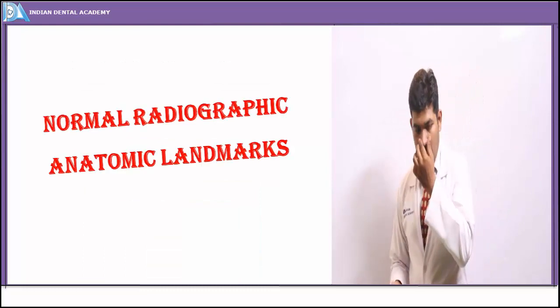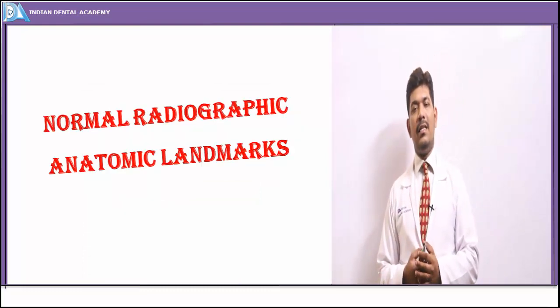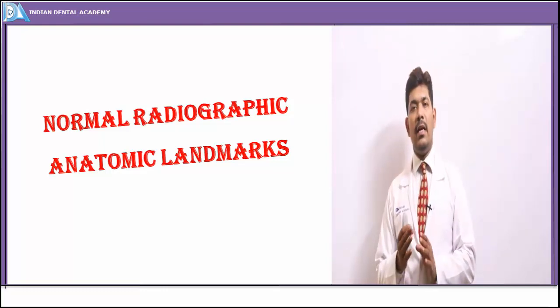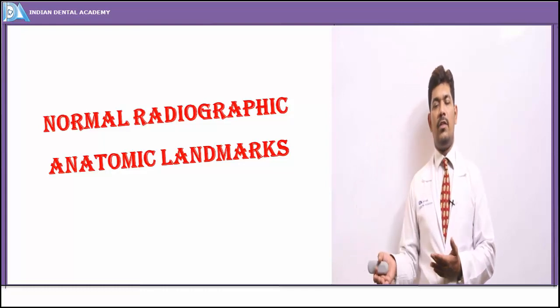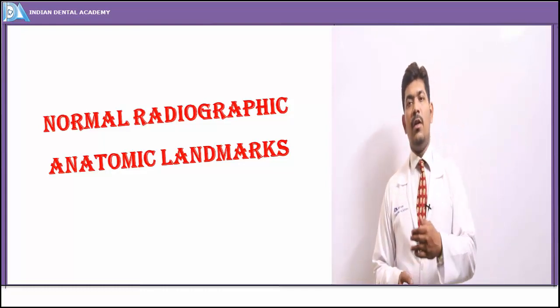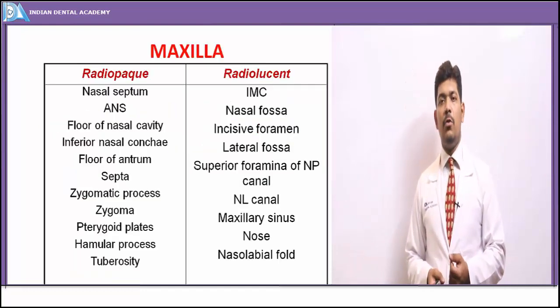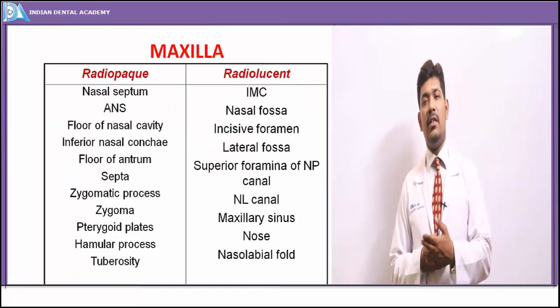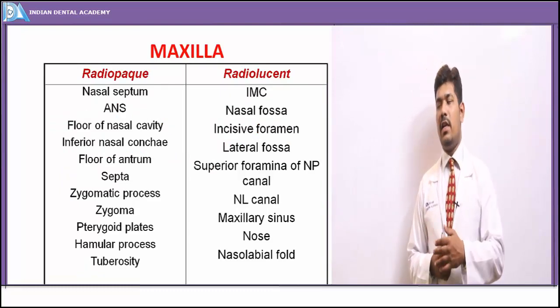So these being the normal radiographic techniques which we normally use in our dental setup. Now how to differentiate normal radiographic structures, be it the radio-opaque structures or the radiolucent structures, from the abnormal structures? That we can know only after having a thorough knowledge of the normal anatomical landmarks seen on these radiographs.